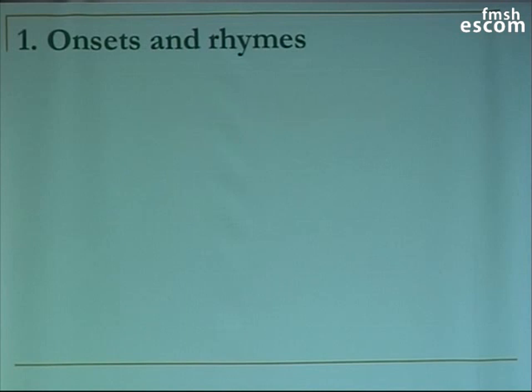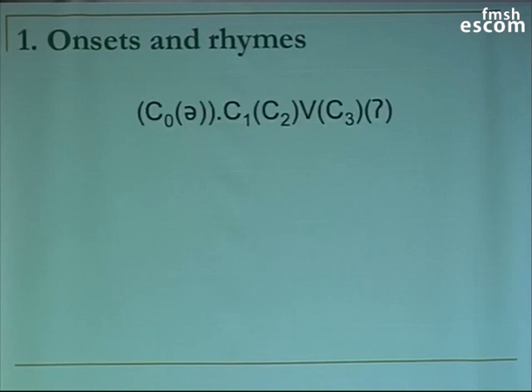So, onsets and rhymes. What are onsets? What do I call onsets? It is customary to talk of rhymes as being the main vowel of the syllable plus whatever follows it in the syllable. And so, of course, the onset would be the rest. That is, anything, everything from the beginning of the word or the syllable, depending, to the main vowel.